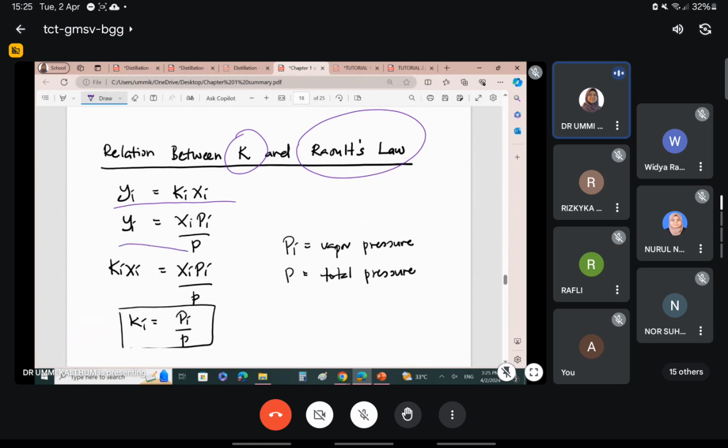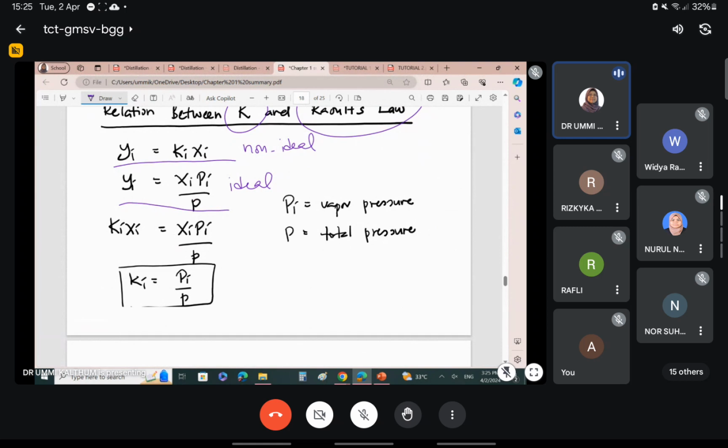Alright, so the relation between K and Raoult's law: Yi equals Ki Xi, this one is non-ideal. This one is ideal. So Ki Xi equals Xi Pi. So this is the relation. Ki equals Pi over P. Pi is the vapor pressure and P is the total pressure.